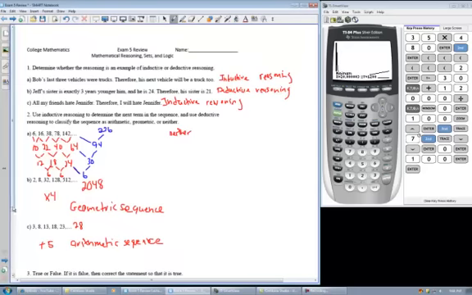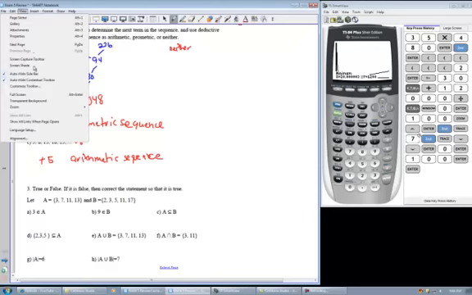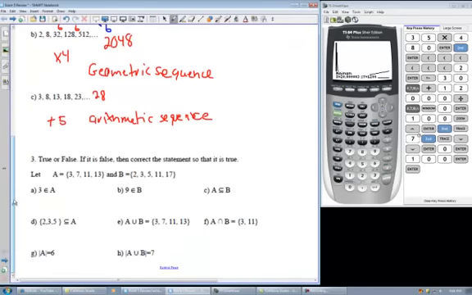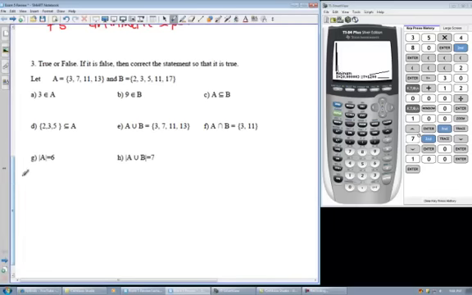So let's take a look at the review, because there are a couple problems on the review in which we work with these symbols. So let's look at number 3. I'll blow this up. That's better. On number 3, what it's saying is true or false, and if it is false, then correct the statement so it's true. So is 3 an element of A? Yeah, 3 is an element of A, so this is a true statement.